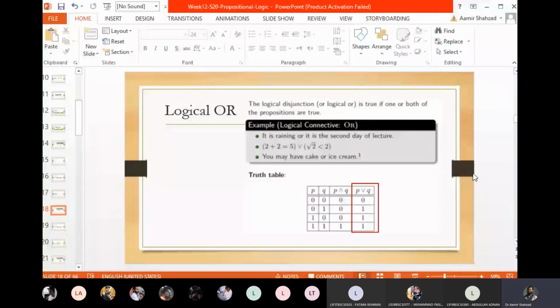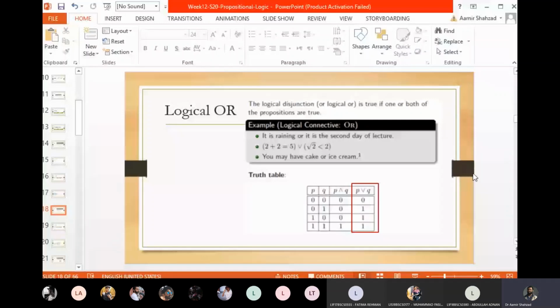It is raining and/or it is second day of lecture. Second part उसका false है, लेकिन पहली बात ठीक है. बारिश हो रही है या आज दूसरा लेक्चर है. So suppose outside it is raining, so the whole statement becomes true. Suppose outside is not raining and the person claims it is raining or it is second day of lecture. लेकिन this is second day of lecture actually. So lecture का दूसरा दिन ही है. It is second lecture. So then we will say, yeah, okay, you are true. Although it is not raining, but it is second day of lecture. या इसकी दोनों बातें ही true हों. Raining भी हो रही है and it is the second lecture as well. So the whole statement becomes true.